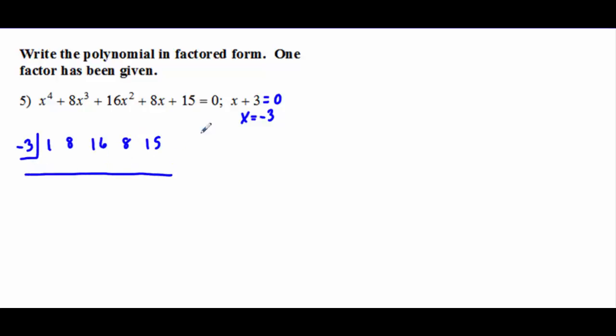The reason I'm going to do synthetic division is because they told me an answer, basically, and that's going to help me make my polynomial smaller, because it's going to take me from x to the 4th with 5 terms, which I can't factor, to an x cubed with 4 terms, which hopefully I can factor. So I do synthetic division.